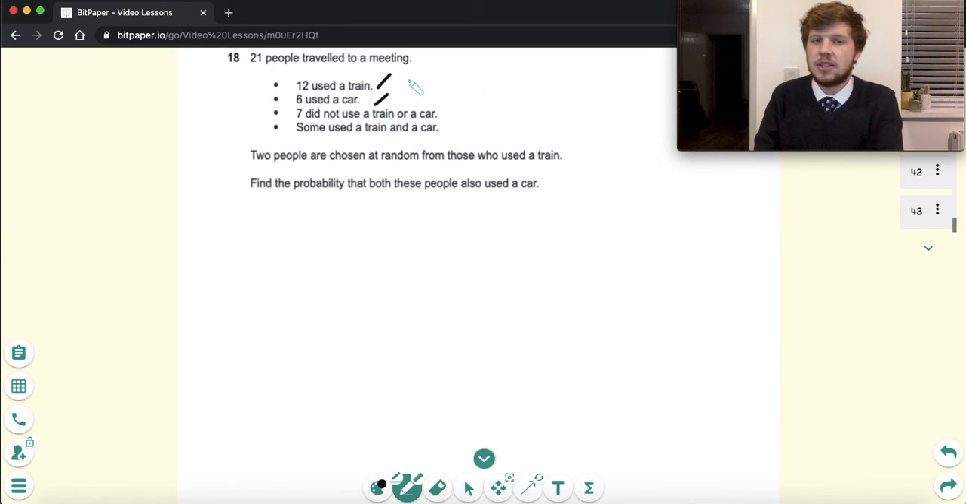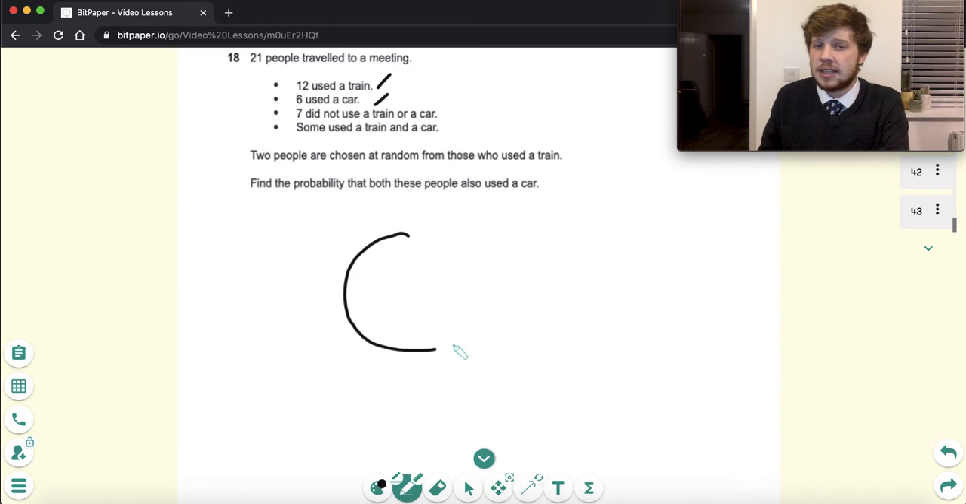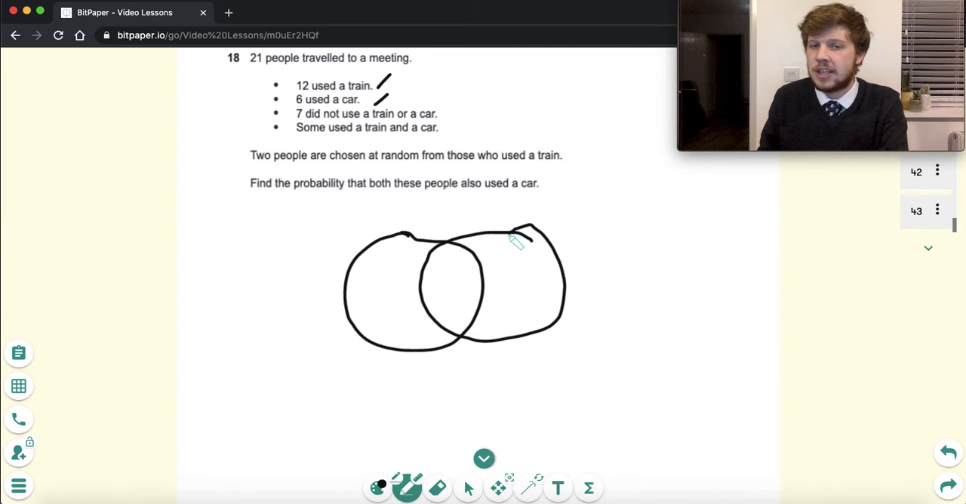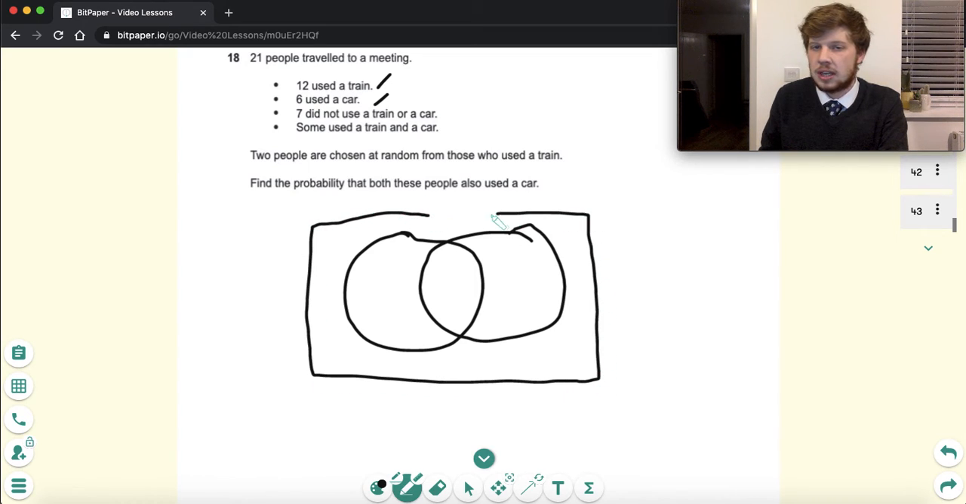I can look at these two first lines and I can deal with those in multiple different ways, maybe a two-way table. However, this third line, where it says 7 did not use a train or a car and some used both, that should be immediately saying to you that we are going to be looking at a Venn diagram because we have some information which is for both, which would be in the centre, and some information which is for none, which would be on the outside.